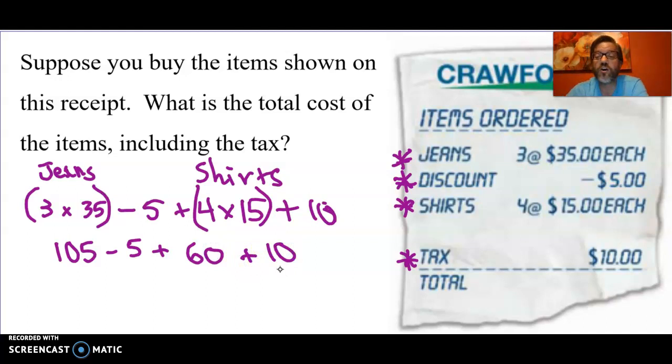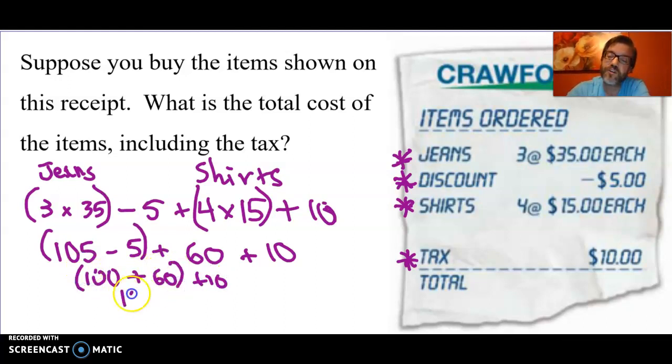Now all that's left is subtracting and adding. And remember, we do them in the order they appear from left to right. So I have 105 minus 5, which is 100, plus 60, and then plus 10. And then we take 100 plus 60, which is 160, and then we add the sales tax, 10, and we get 170.